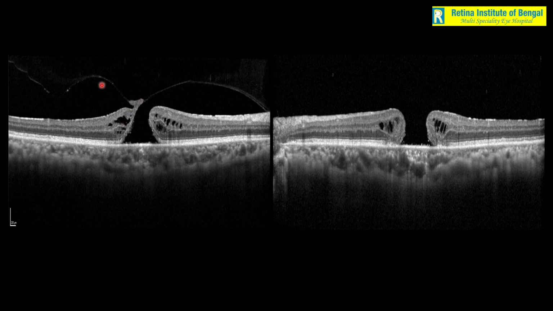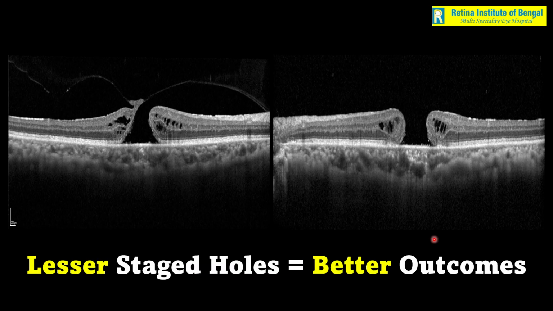So this is stage 2, but we can't see the vitreous here. So either this is stage 3 or stage 4 macular hole. So this has a lower staging than this hole. And between the two, therefore, it is the hole on the left hand side which is likely to have a better prognosis. It is more likely to close and visual recovery chances are more in this hole. So the lesser staged holes always have better outcomes.